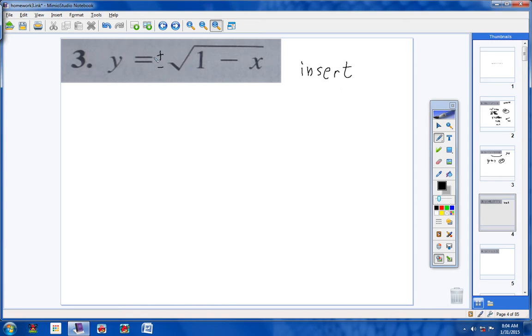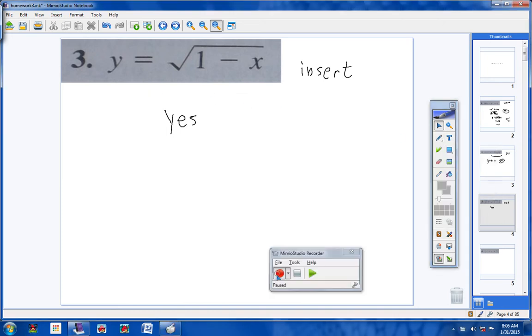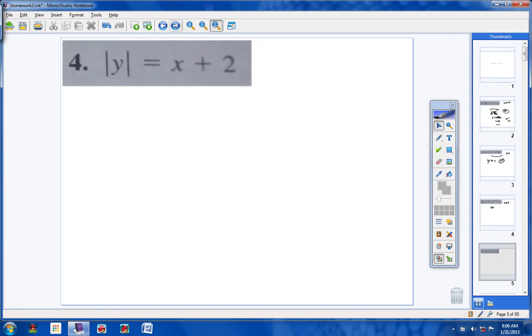Now, if the plus minus had been there in the original problem, then we would say no, this is not a function, because every value you put in for x, you're going to get two values out for y. But since there's no plus minus here, then yes, this is definitely written as y as a function of x, because every value you put in for x, you will get out one value for y. Okay, moving on to number 4.